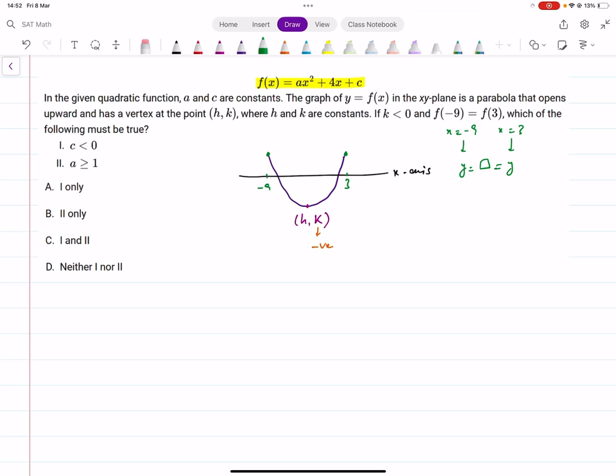Now since the curve is symmetric, we can figure out that the turning point is going to be exactly in the middle of these two values. -9 plus 3 divided by 2, that's -6 over 2. The x coordinate of the turning point is supposed to be -3. So we also figure out the value of h from there. That turns out to be -3. So we know the turning point as well now. The turning point is (-3, k). We don't know the value of k, but at least we know the x coordinate of the turning point. So this is now (-3, k).